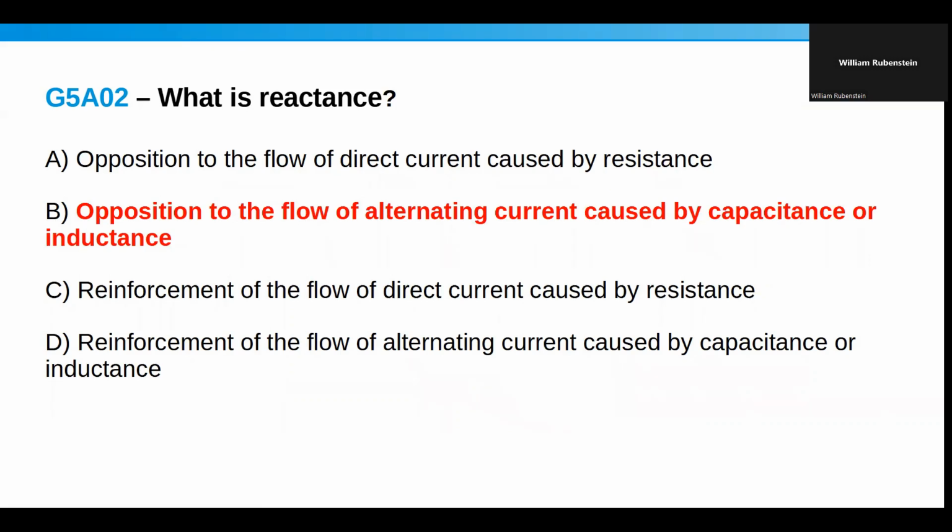Why is A wrong? Because it says direct current. Direct current doesn't have a reactance. These last two are reinforcement of the flow and not opposition.